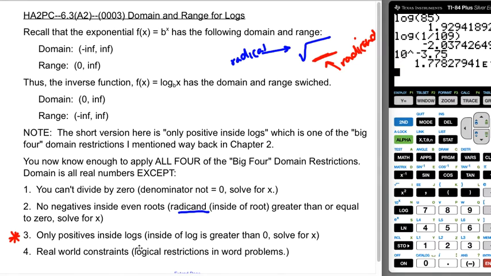And then we talked about 4 previously in other sections. It's just real world constraints, right? Like if your problem is a word problem, there are logical restrictions that happen. For instance, if x is age in years, you can't have a negative age, right? If x were to represent, I don't know, let's say x represents shoe size, you can't have somebody with a 157 million shoe size, right? So there's definitely restraints based on real world constraints.